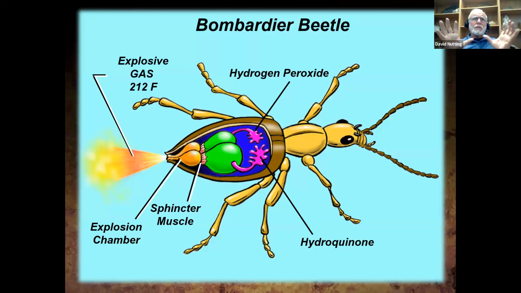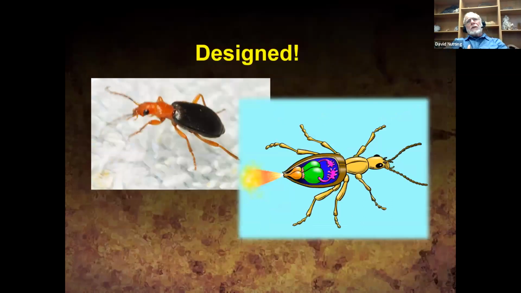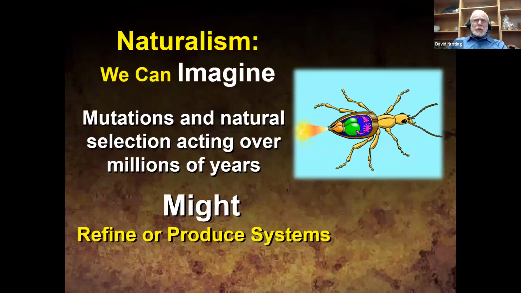Because in order for the system to work, you not only have to have the chemicals, but you have to have exactly the right system that'll work with those chemicals. This is an engineering problem that an engineer will be able to look at and say, that didn't happen by accident. That's been designed that way. So that's the bombardier beetle. Looks designed, not the process of evolution.